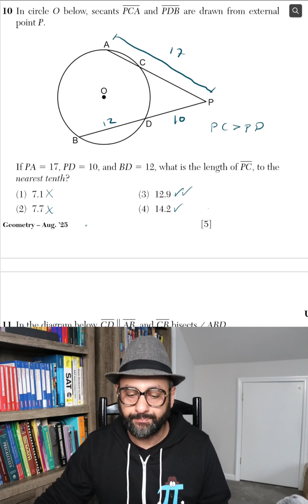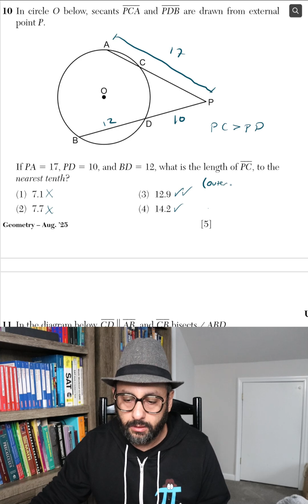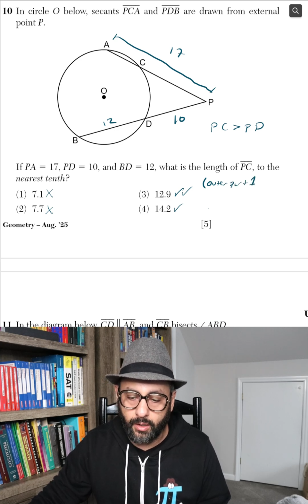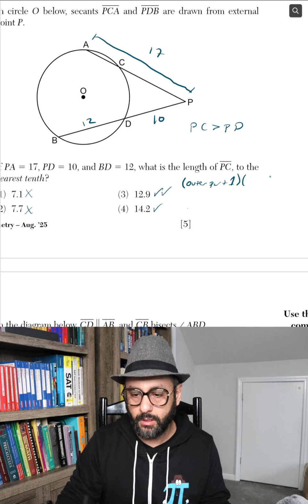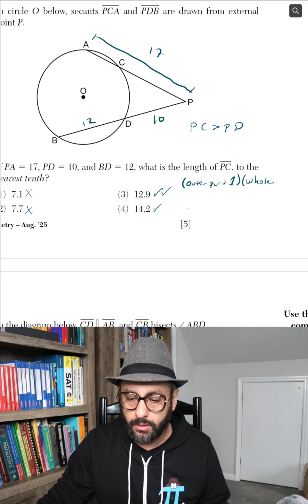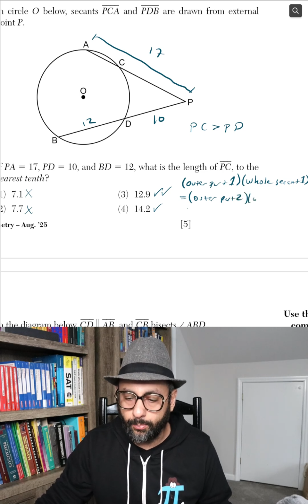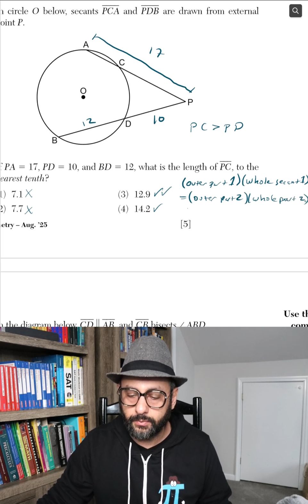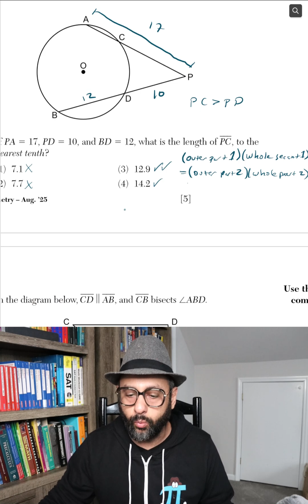It's a product formula. The product formula says that the outer part of secant 1 times the whole of secant 1 is equal to the outer part of secant 2 times the whole of secant 2.